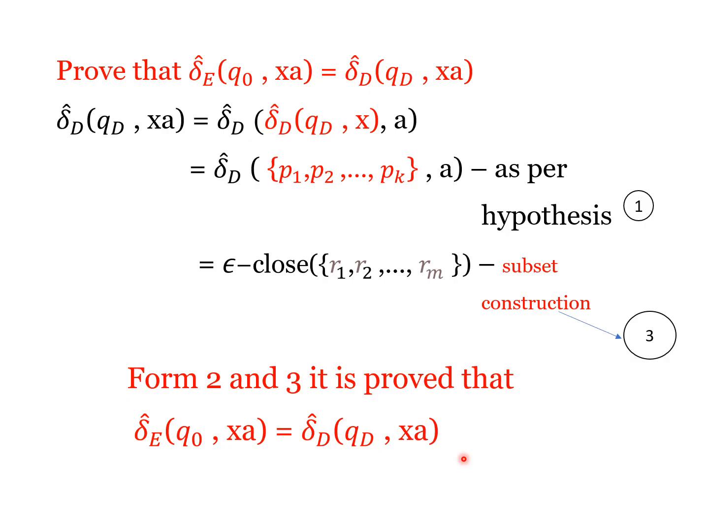So considering both the if part and the only if part, we proved the equivalence between epsilon NFA and DFA. That's the proof for the theorem.